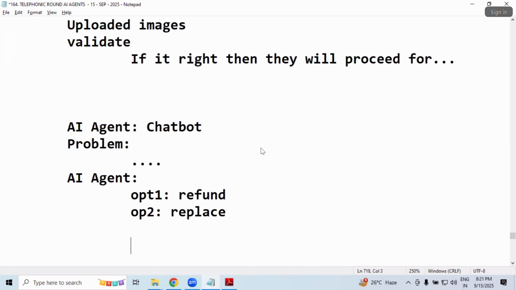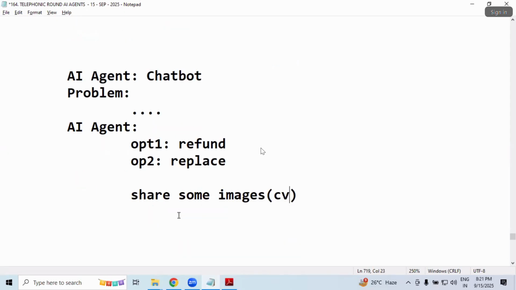Fine. It will ask to share some images. Share what exactly, sir? Some images, actually. In the backend, it will apply computer vision. Why? It is supposed to analyze the images. It will analyze, then it will take the decision. Decision for what? You can proceed.